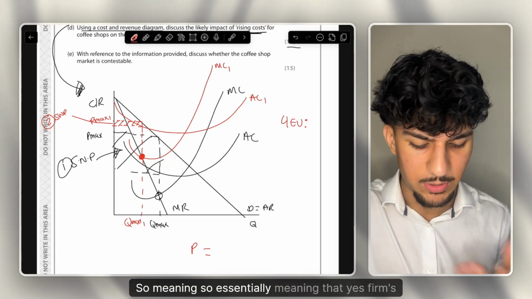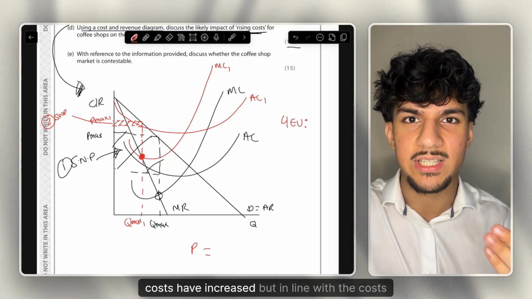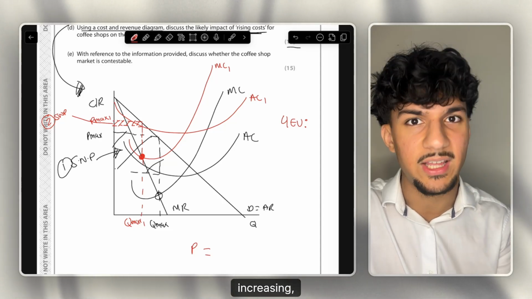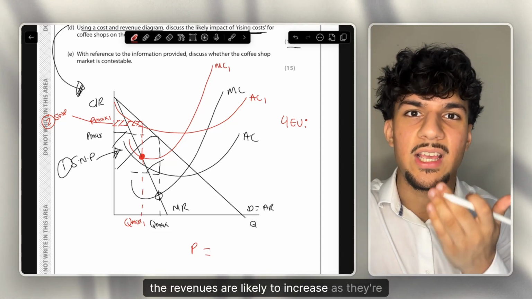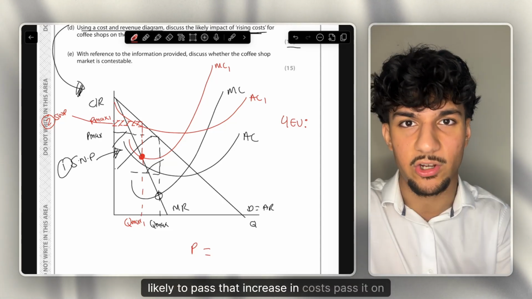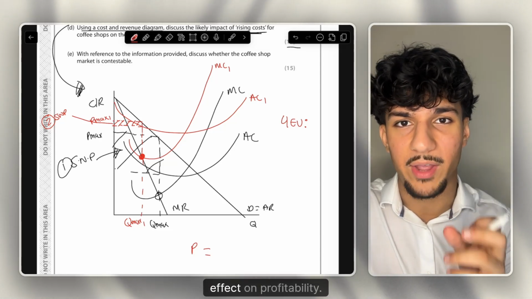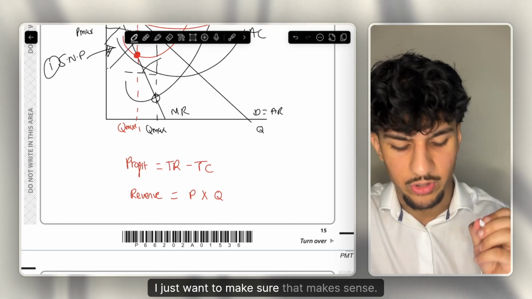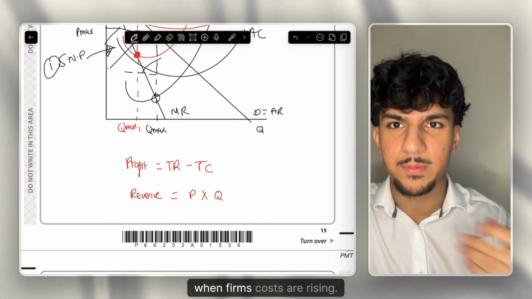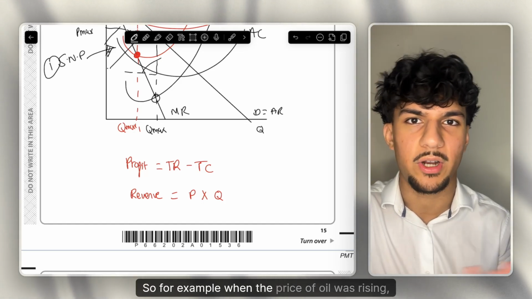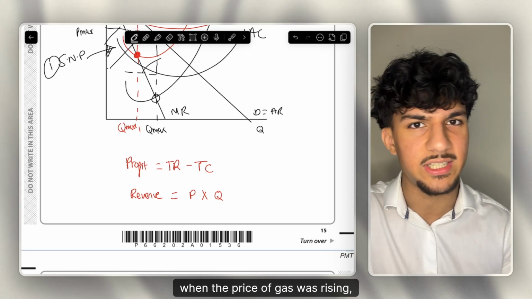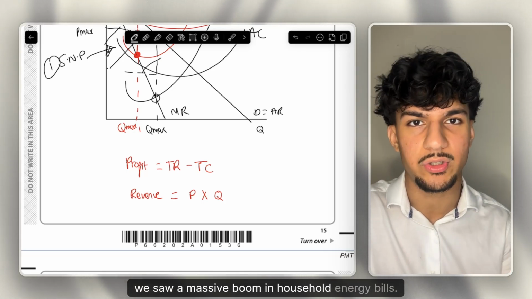So essentially meaning that, yes, firms' costs have increased, but in line with the costs increasing, the revenues are likely to increase, as they're likely to pass that increase in costs on to the consumer. Thus meaning there might actually be no effect on profitability. I just want to make sure that makes sense. So as consumers, when firms' costs are rising, for example, when the price of oil was rising, when the price of gas was rising, we saw a massive boom in household energy bills.